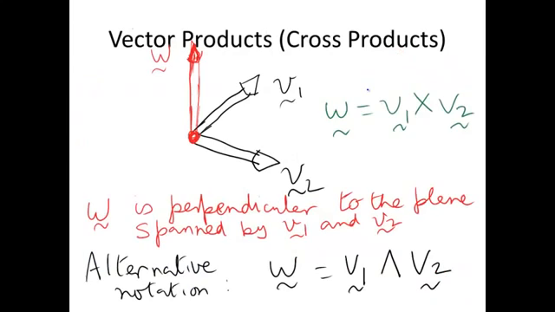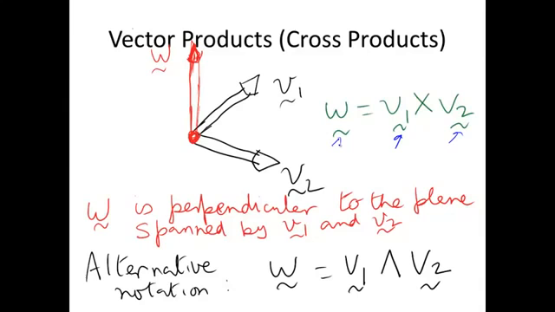So let's start with some review. You all know the notion of a vector product or cross product from physics. If I'm given two vectors v1 and v2, I've shown them here, we can construct the so-called vector product or cross product, which is yet another vector w.